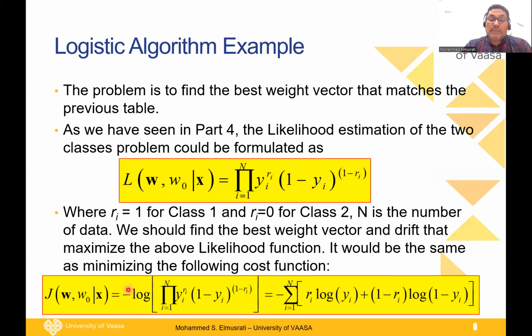We take the negative sign, but we take the log, and we explained why we take the logarithm in part 3. We explained it in detail there. So we take the log to convert this multiplication into a summation. It becomes much easier to solve. And then we have this minus sign. So now we want to find W and W0, which minimize this cost function. It is quite straightforward now to solve.